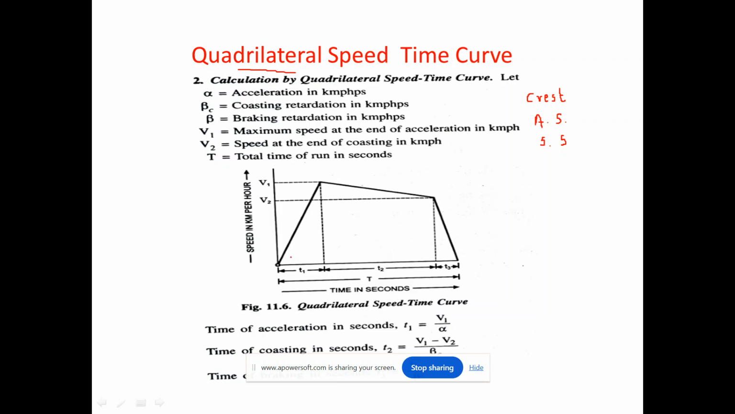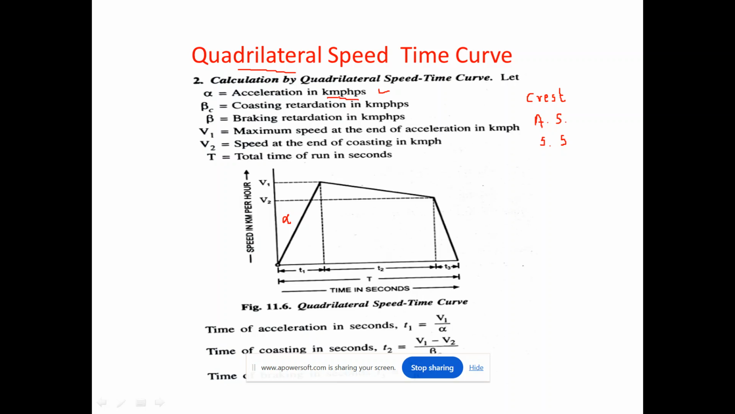What parameters will be given in this speed time curve? Please note down. First, they will give the acceleration in the acceleration phase. So 0 to t1 is the acceleration phase, and it is accelerating at an acceleration of alpha in kilometer per hour per second. Please note down this unit. It is kilometer per hour per second.